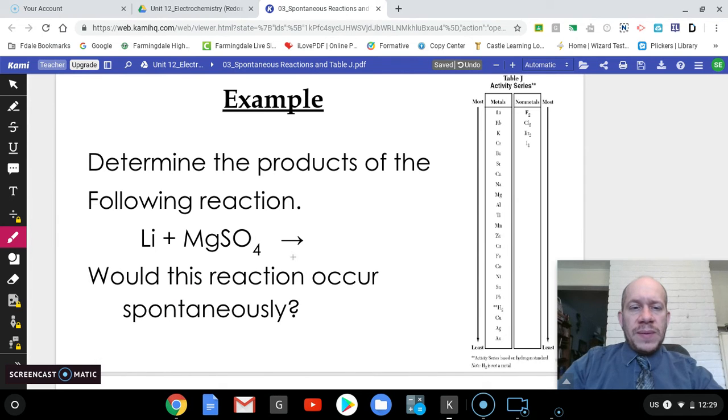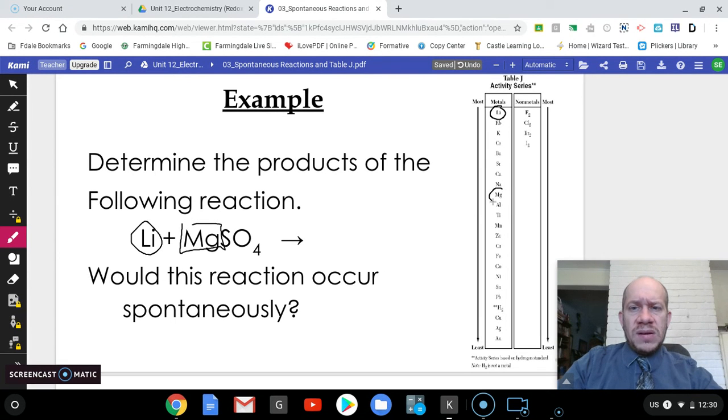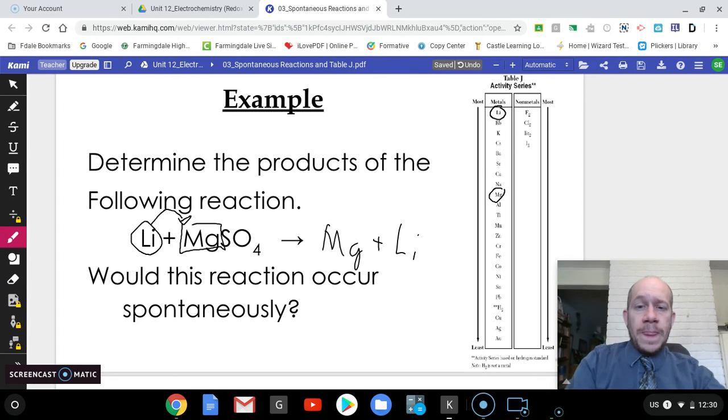Determine the products of the following reaction. Lithium plus magnesium sulfate. Would this occur spontaneously? We're going to look for the single element, lithium, which is way at the top, and magnesium is the one in the combined, right here. Because lithium is higher than magnesium, this reaction will occur. They'll swap places, so magnesium will be bumped out, and lithium sulfate will result. So yes, this reaction is spontaneous.